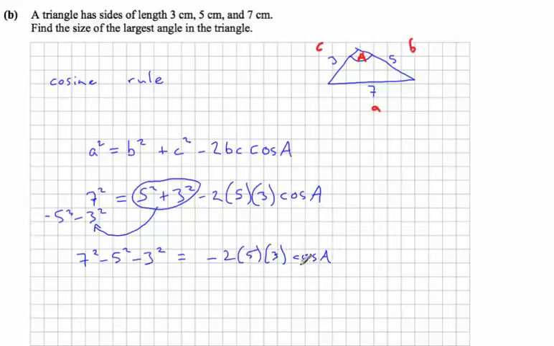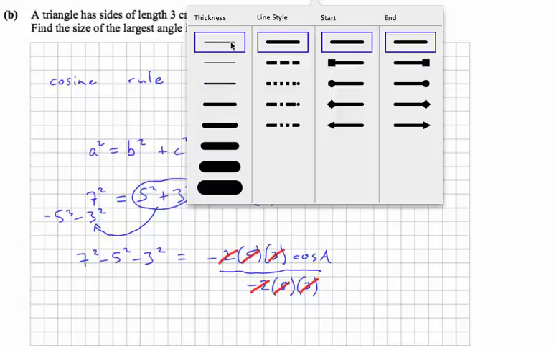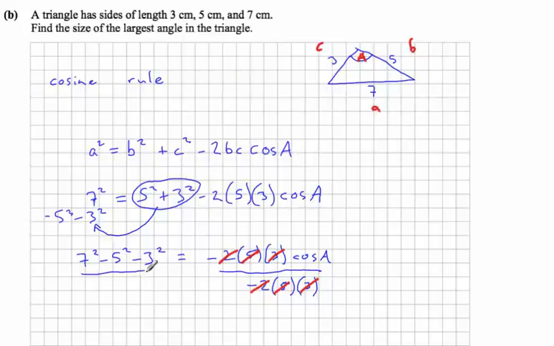Now if we want cos A on its own, we're going to divide both sides by minus 2 by 5 by 3. The reason we do that is that the minus 2, the 5s, and the 3s all cancel and you're left with cos A. But whatever you do to the right side of the equation, you must do to the left. So we divide this side here also by minus 2, 5 times 3.